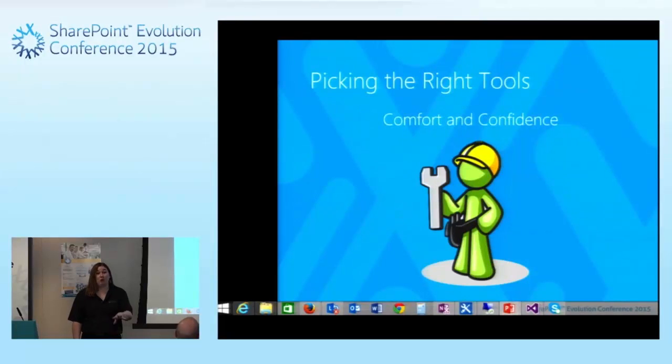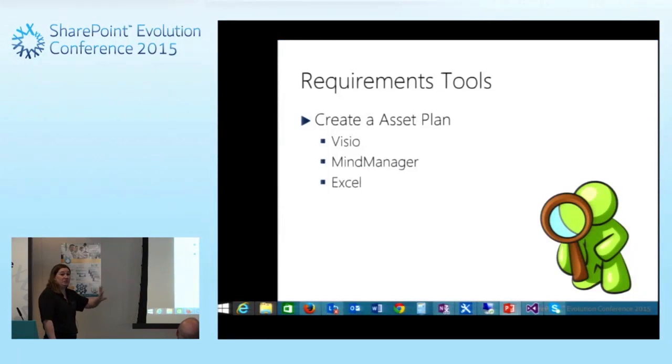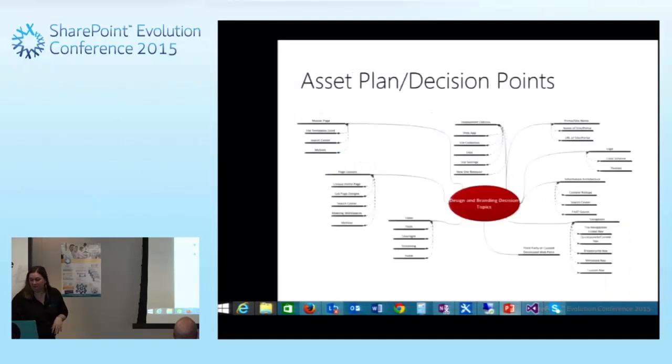There is no right or wrong answer when it comes to working with tools for doing design for SharePoint. I will tell you, I run across the gamut, right? So when I'm doing requirements, which was our first step of defining, right? We want to create an asset plan. You can do these in a number of things. Visio is a great tool for it. Mind Manager, if you're really kind of doing that, that's one of those brain trees. I'll show you one of those next. You can do it in Excel, you can do it in Notepad, OneNote, whatever you're comfortable with to define what this is.